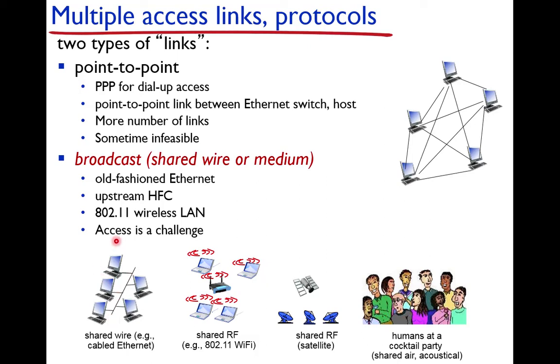But its disadvantage is that if one node uses this link, then another node cannot use it. That is, this link can be used at a time by only one node. Only one node can transmit the data, and the other nodes cannot transmit. If one node is transmitting data, the other node cannot transmit, because this is a shared link.